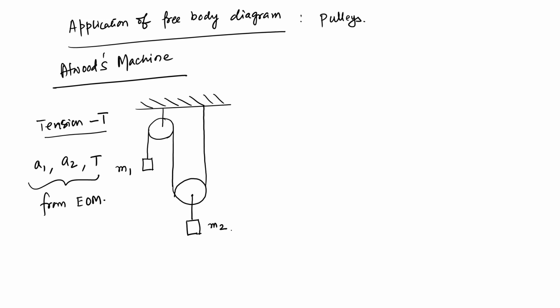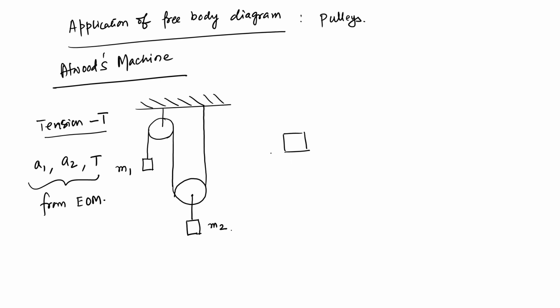These are simple problems. As I said, it is the same string, so the tension is equal everywhere. Let me write down the free body diagram, so that we can write down the forces that are acting on the body. What we do is separate out the body and draw the forces that are acting on it.